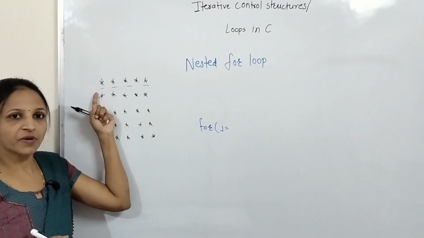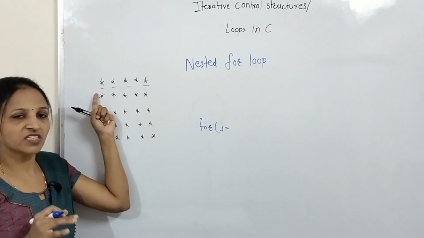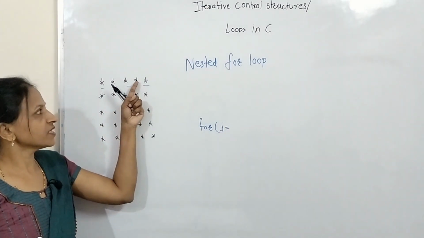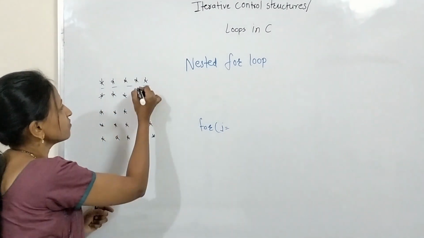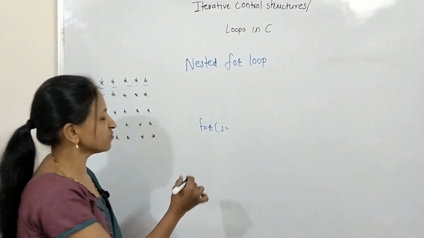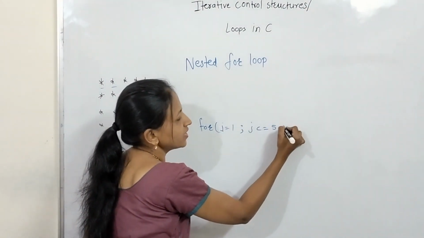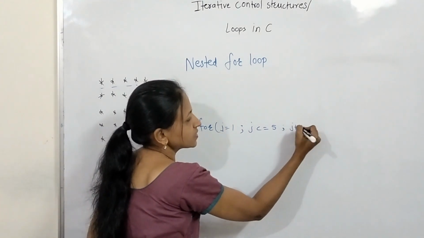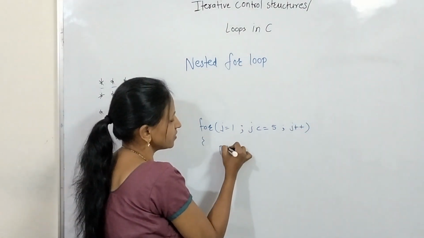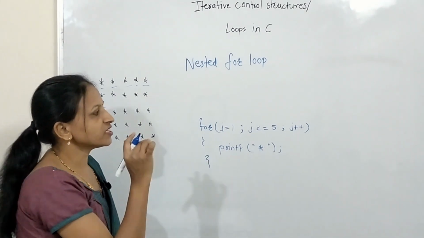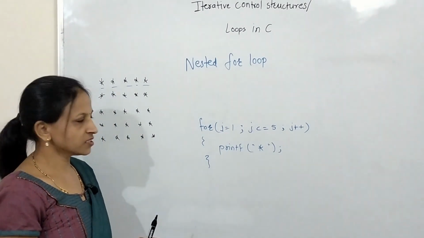With the help of printf we will display that star, one star, then again repeat that, again repeat that, again repeat that, 5 number of times. And for that we will place a for loop like this. For j equals to 1, j is less than or equal to 5, j plus plus, and just printf. Now see how it will work. It will display 5 stars onto the screen.